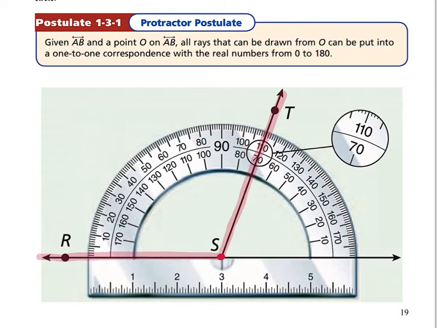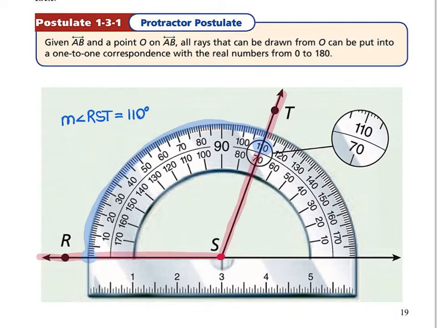And then the ray SR corresponds to the 0, if you will. And then what we can do, you can see where it starts counting on this outer ring of numbers, and we're going to go all the way until we get to ray ST and then stop. And that outer number, 110, gives us the measure of angle RST. And the notation that we use for that is measure of angle RST, and remember we're measuring in degrees, so we're going to say it is 110 degrees.